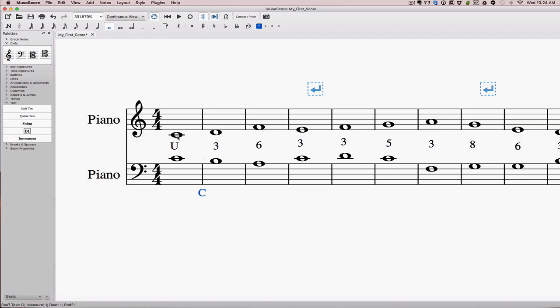Contrary motion means one voice moves up and the other voice moves down. That's all. Now, contrary motion is the most common and the most preferred. It is the best sounding one. It is the kind of motion that makes the whole thing sound the most unified.